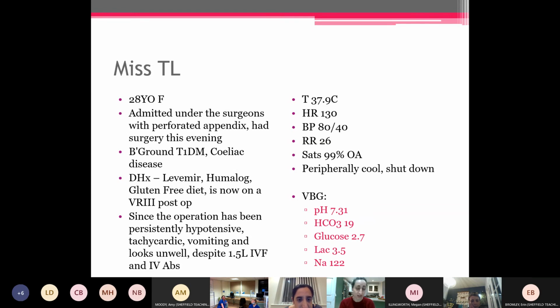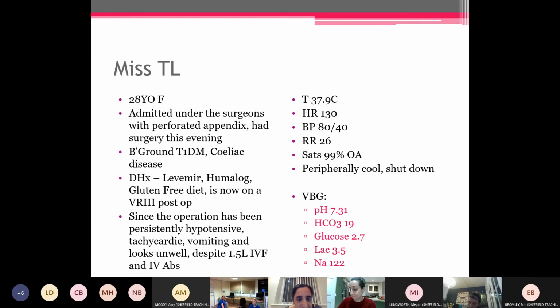We know that she's got a perforated appendix, so she's probably got a bit of sepsis going on as well, but she's mildly febrile. She's properly tachycardic and hypotensive. She's peripherally cool and shut down. She looks awful. She's got a bit of a lactic acidosis. She's actually hypoglycemic, and she is also hyponatremic. So, what are people's thoughts on this case, considering what we've been discussing today?